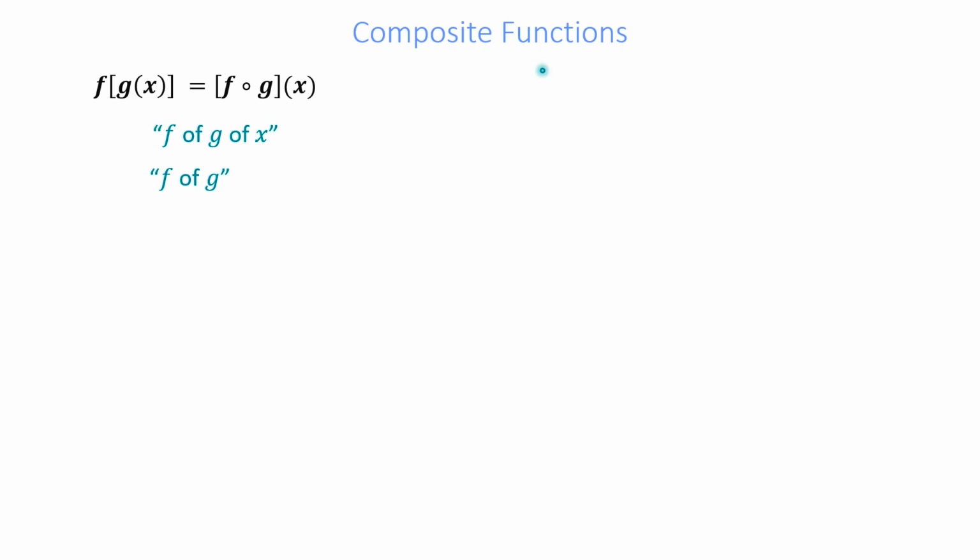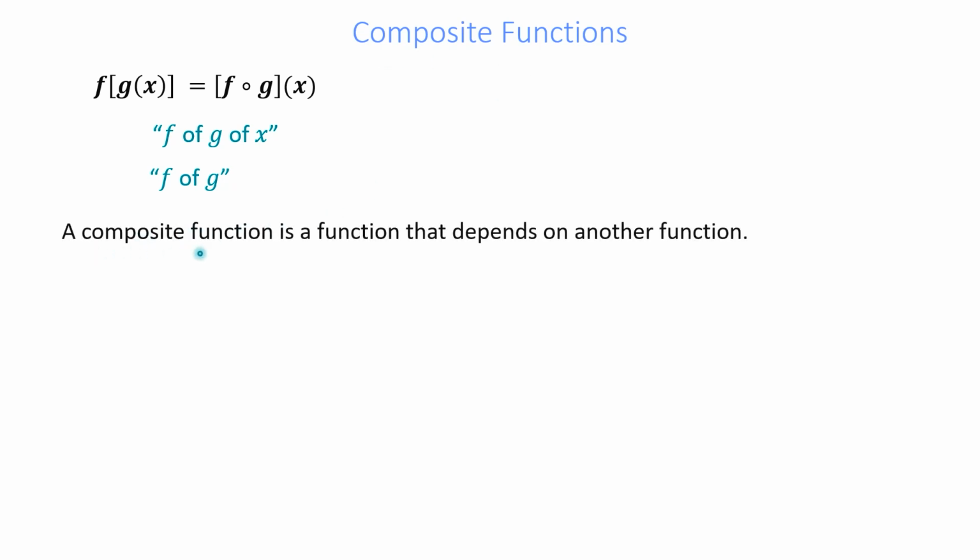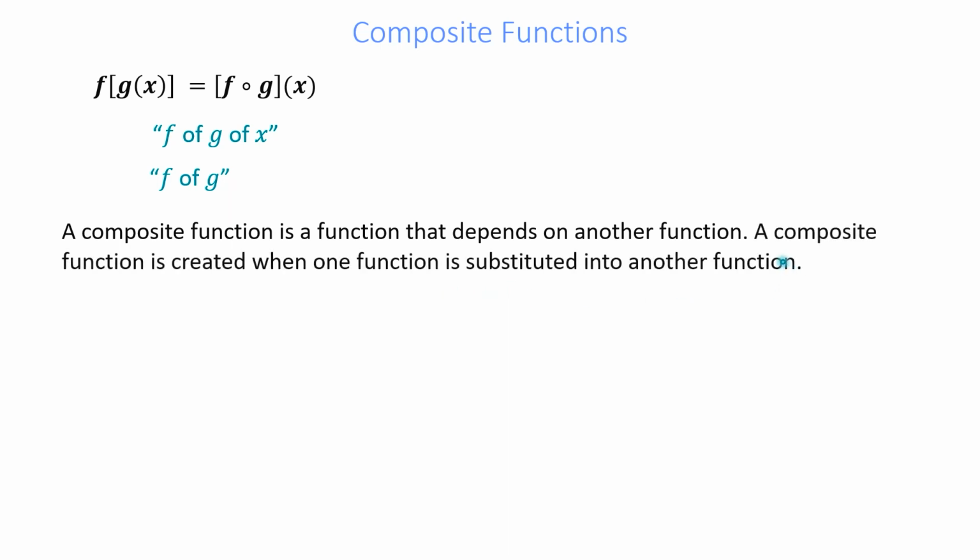So what is a composite function? Well, a composite function is a function that depends on another function. So in this case here, we have the function f, which depends on the function g. Okay? And a composite function is created when one function is substituted into another function. So in this case here, the function g of x is substituted into the function f.